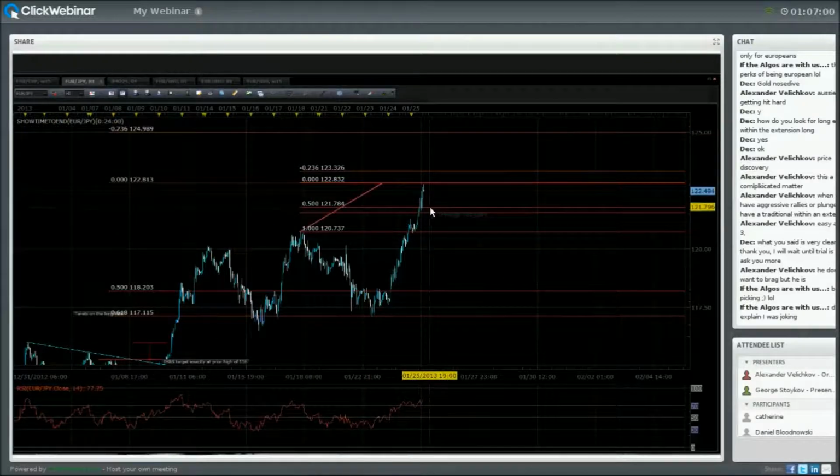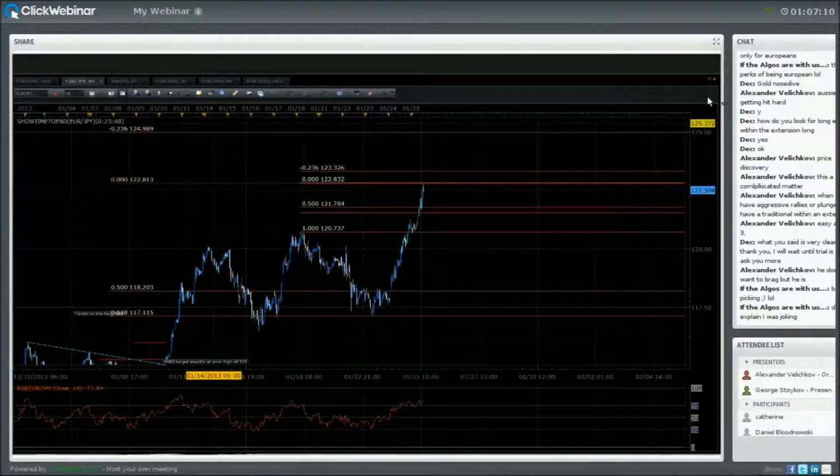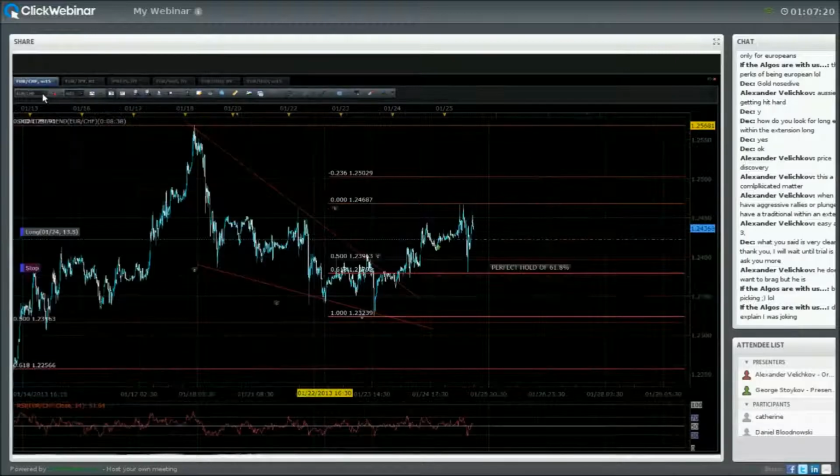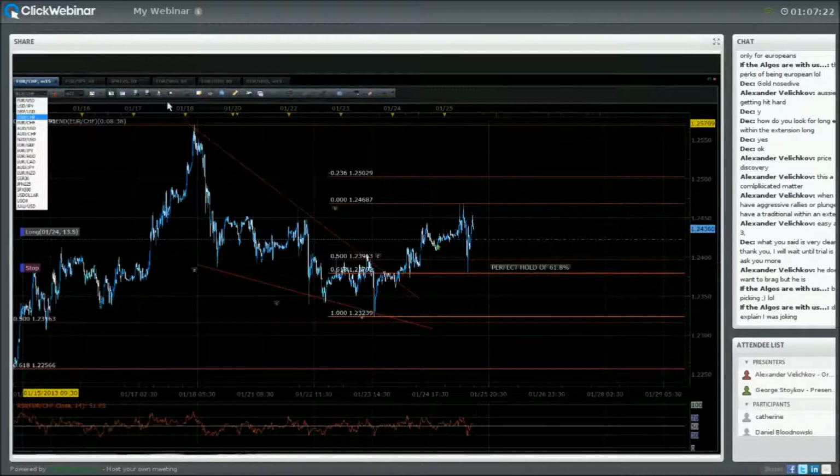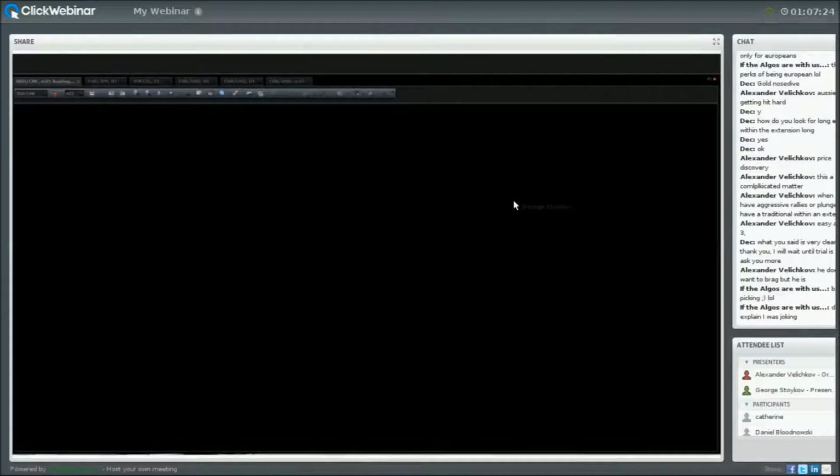So that is about the euro yen. Again, potential support at 121.78. Now, what was the second most desired instrument to check? I really can't remember at this point, but I believe it was the dollar franc. I'm going to check the dollar franc now.